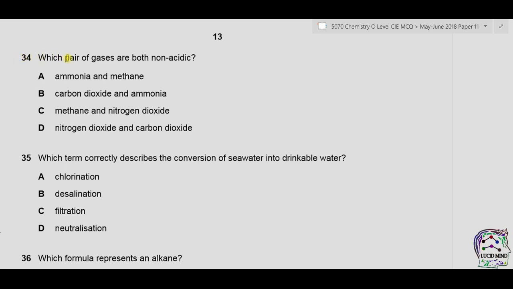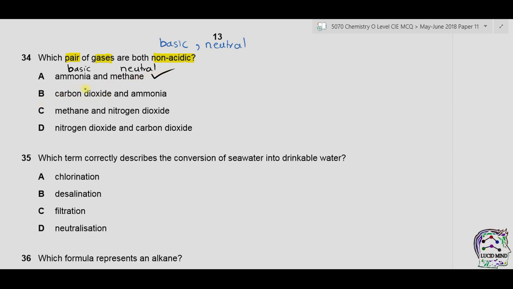Question 34. Which pair of gases are both non-acidic? Now, non-acidic means that the gases can be basic or neutral. Option A, we have ammonia and methane. Ammonia is a basic gas while methane is a neutral gas. So A could be the correct option.